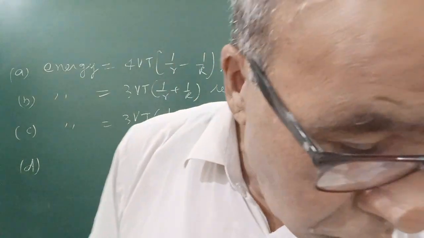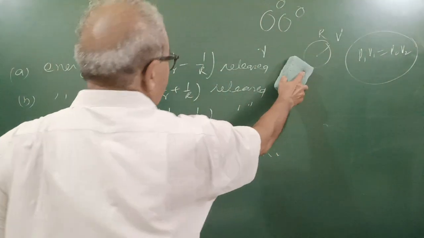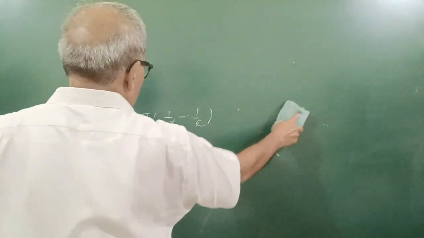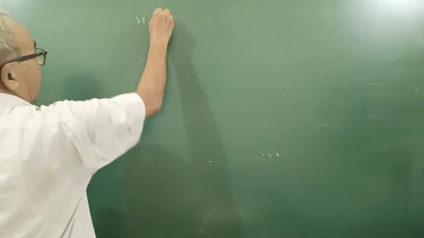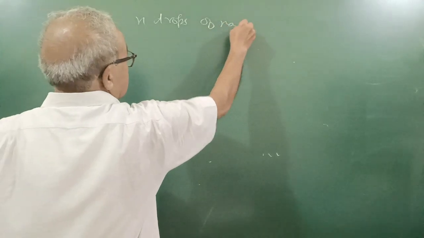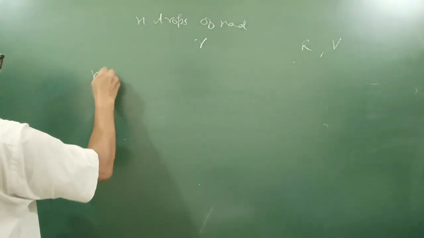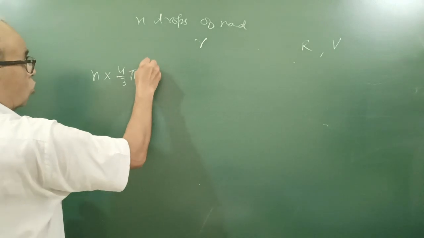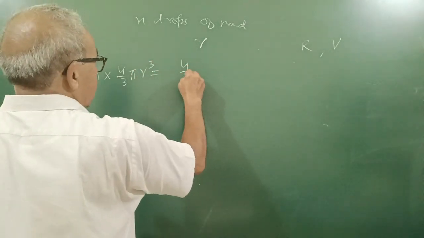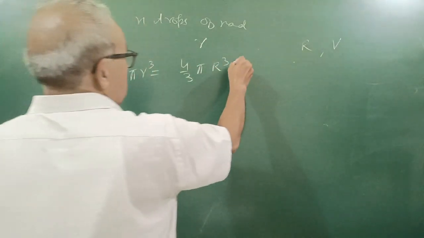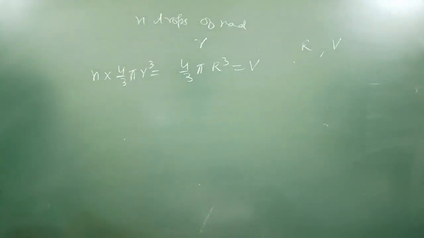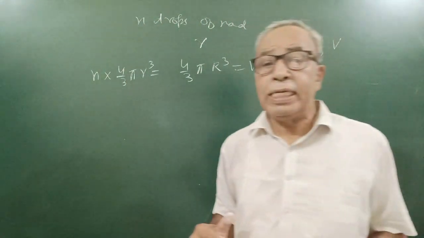So how to solve such questions? What is given to us? Suppose n drops of radius small r form a big drop of radius capital R and volume V. So the volume of n drops, n into 4 by 3 pi r cube, is equal to 4 by 3 pi capital R cube, which is equal to V. So when n drops coalesce together, surface area decreases, and we have to find the decrease in surface area.